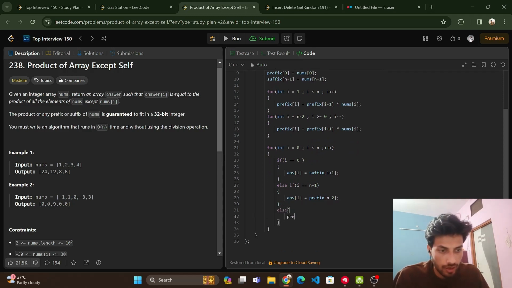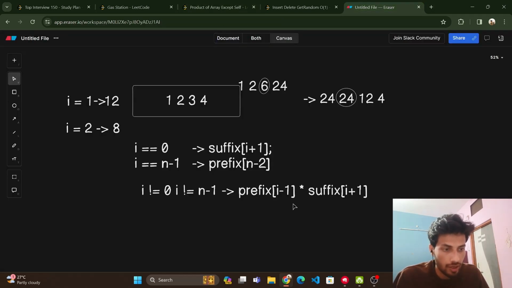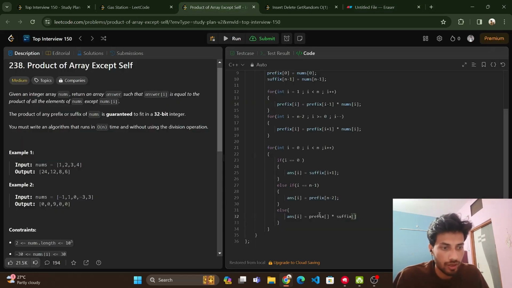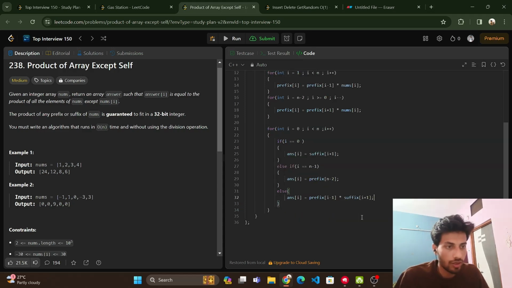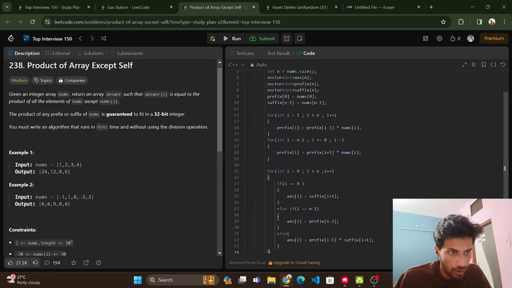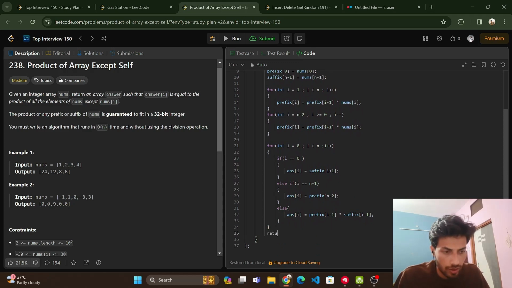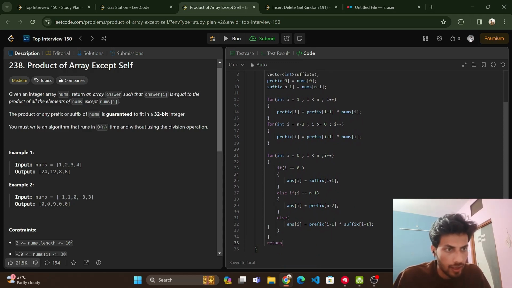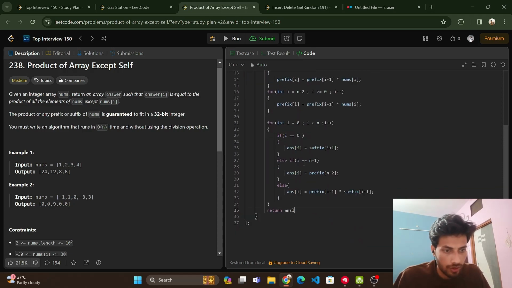In the else case, answer of i would be prefix of i minus 1 into suffix of i plus 1. Okay, so this is the thing here. Now what we have to do is return answer.